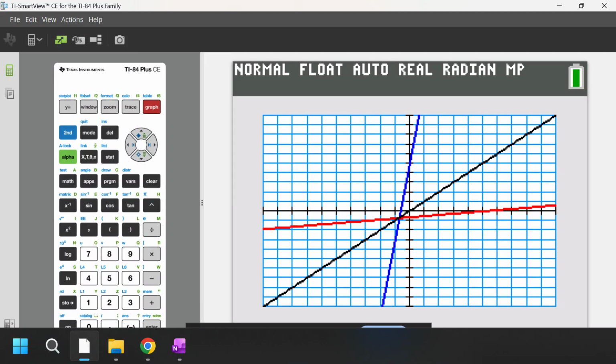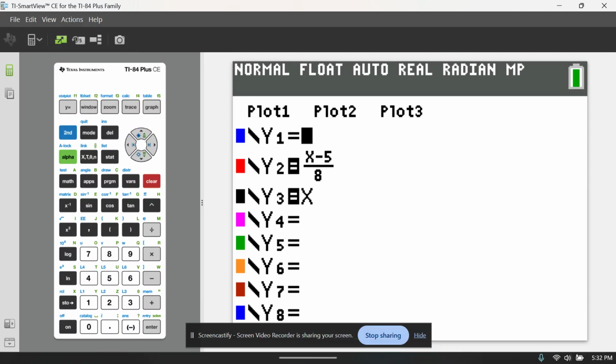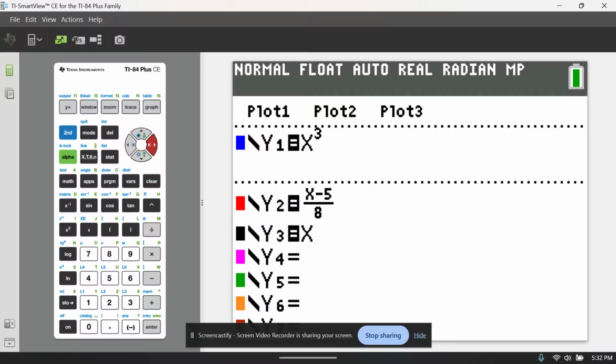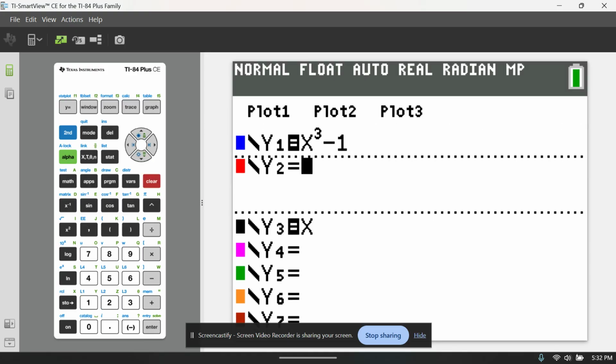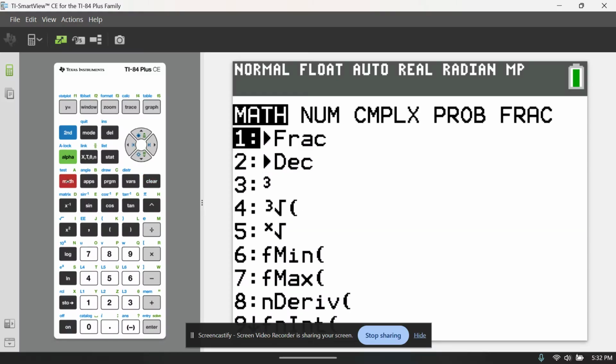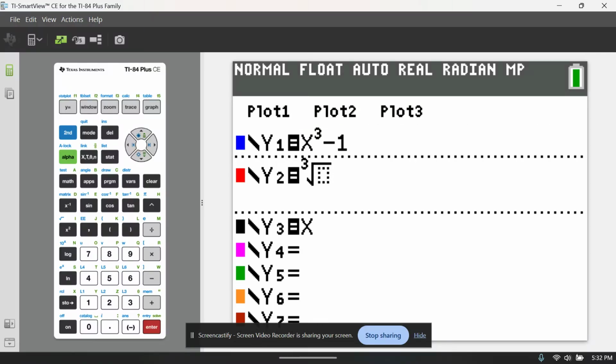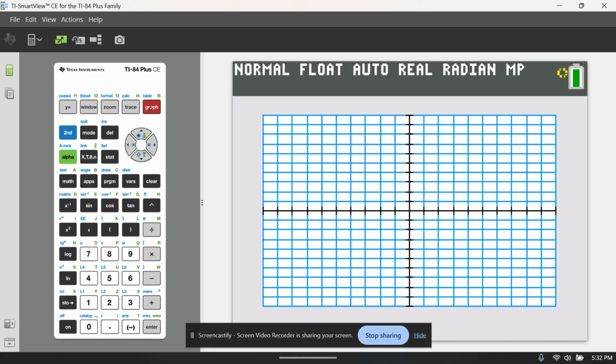So I'm going to go to my calculator. In y1, I'm going to graph x raised to the third, press the right arrow key, and then minus 1. And then for y2, I'm going to do that cube root. To get the cube root with the calculator, the easiest thing to do is hit the math button, and option 4 there is the cube root button. Boom. Cube root, and it was x plus 1. And I'm going to leave that y equals x line there.